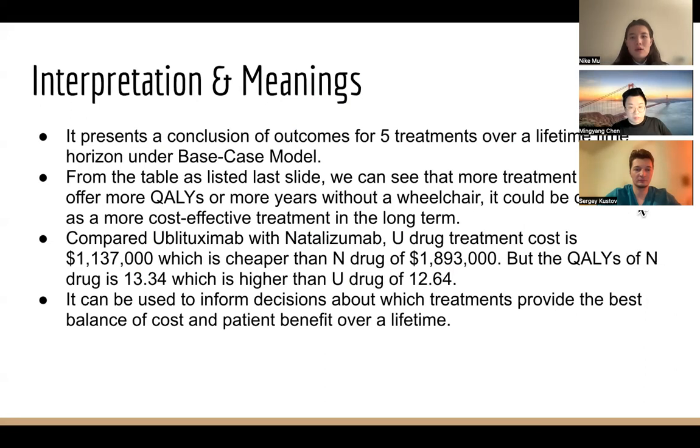The U drug treatment cost is more than 1,137,000, which is cheaper than the N drug at 1,893,000, but the quality of the N drug is 13.34, which is higher than the U drug at 12.64. So we can see that more treatment costs may offer more quality or more years without a wheelchair. It could be considered a more cost-effective treatment in the long term. And it can also be used to inform decisions about which treatment provides the best balance of cost and patient benefits over a lifetime.